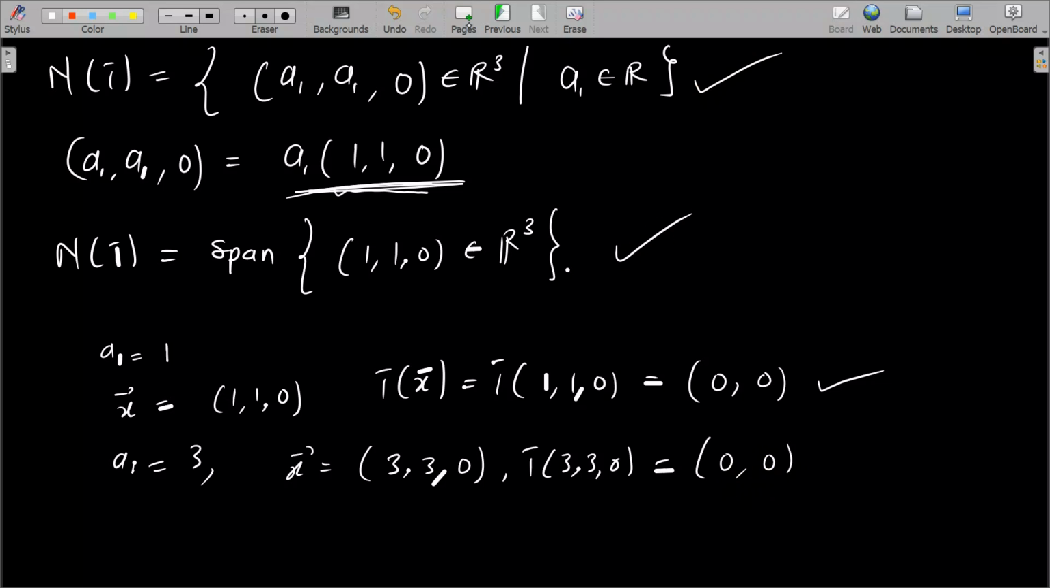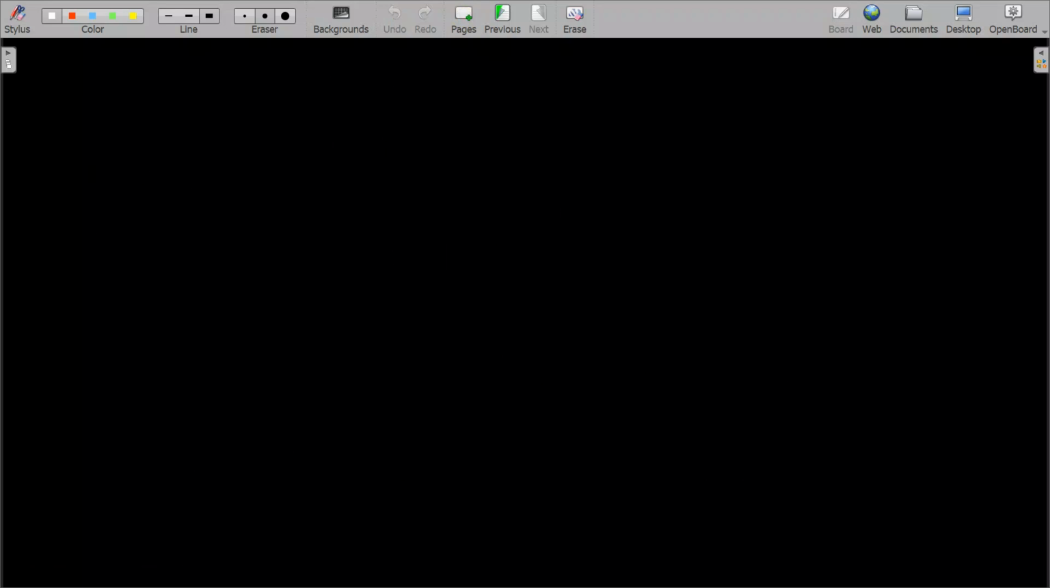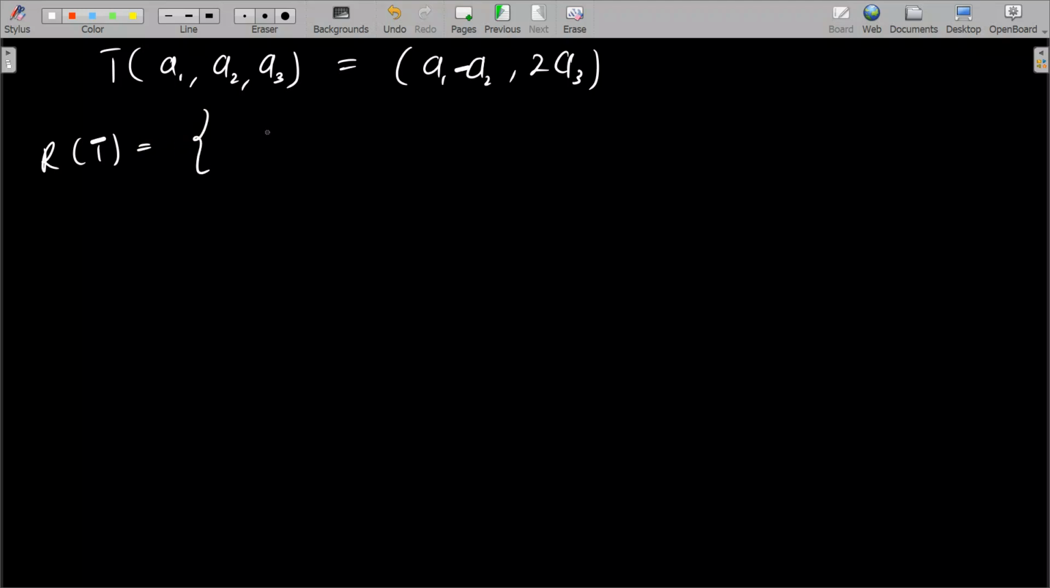Okay, now let's go to the range of this transformation. Remember, the transformation is given by (a1, a2, a3). The transformation of that is giving us a1 minus a2 and then 2 times a3. So what does the transformation look like? Remember, the range is equal to, the definition is the transformation of whatever you pick. I can call it just x, such that x belongs to R3, right?